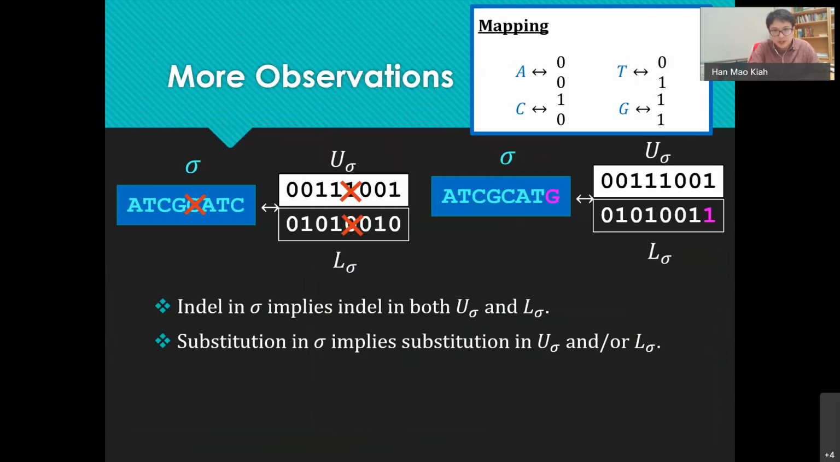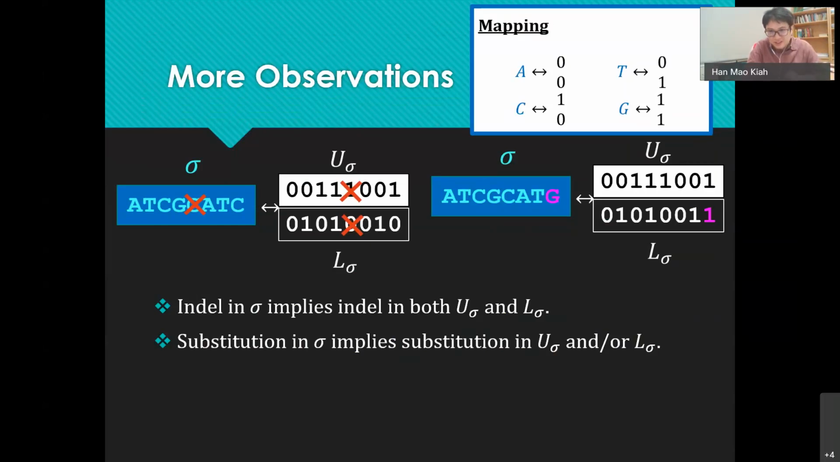However, for the substitution, if we have a substitution error for the DNA sequence, what we observe is that there is a substitution error in either the upper sequence or the lower sequence, or both. So it's an and or condition. Again, I want to emphasize the or. So in this case, where C turns to G, the substitution error only happens on the lower sequence, it does not affect the upper sequence. This turns out to be a problem.